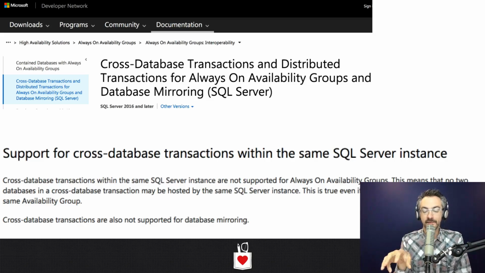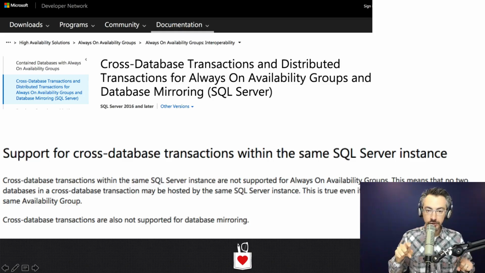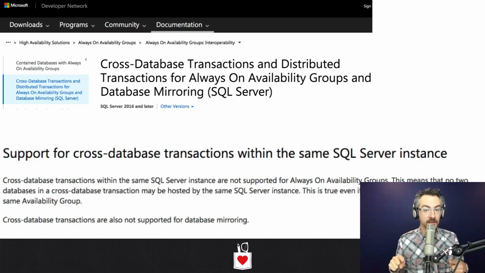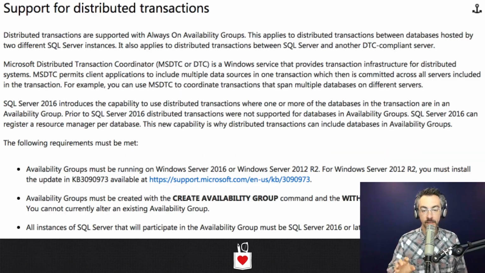Microsoft does a great job of explaining this. They go into very good detail inside this Books Online page, cross-database transactions for always-on availability groups and database mirroring, where they say cross-database transactions within the same instance are not supported for AGs. I cannot have a transaction that spans two databases on the same SQL Server, even if the databases are in the same availability group. To go into more details, here's what Microsoft does support starting in SQL Server 2016.